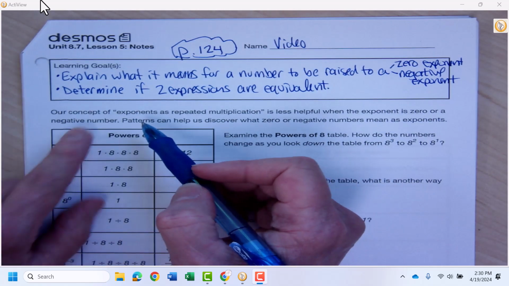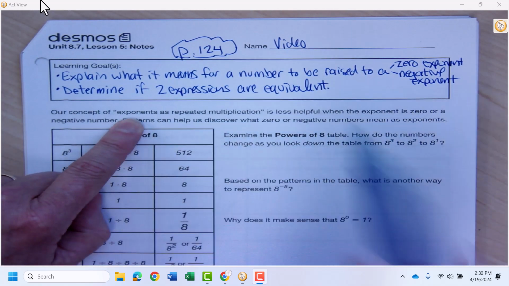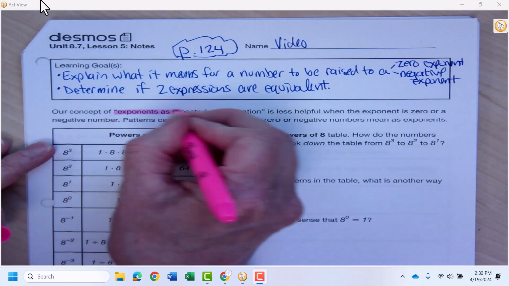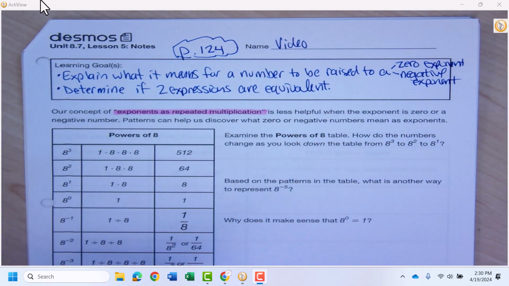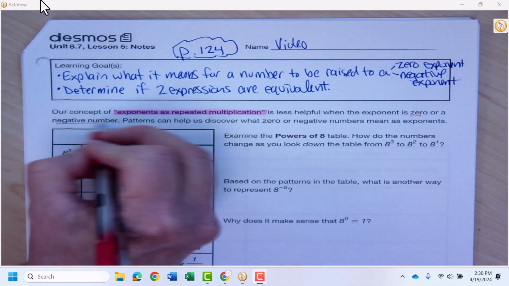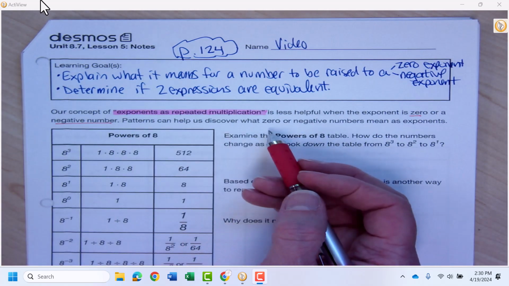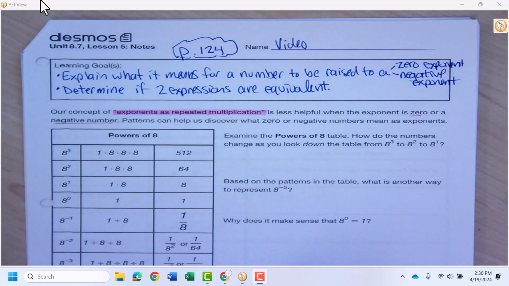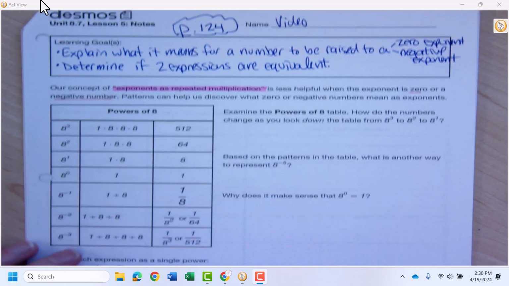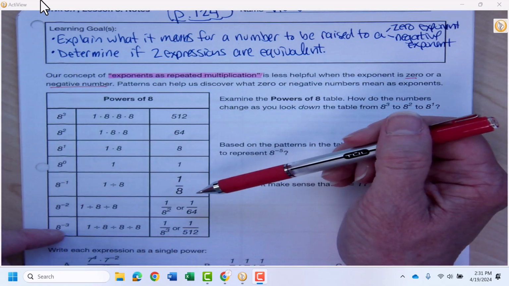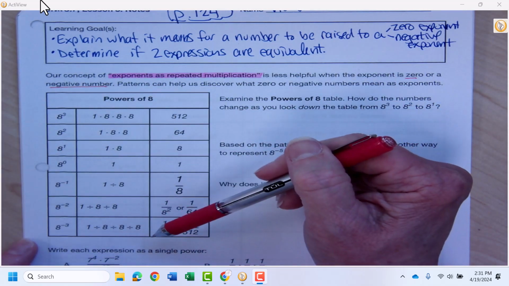Now, our concept of exponents as repeated multiplication is harder to see. It's less helpful when the exponent is 0 or when the exponent is a negative number. But there are still some patterns that can help us to discover what 0 or negative numbers mean as exponents. So we did this in the activity in class as well. But let's look at this table of information and look for some patterns that we see.